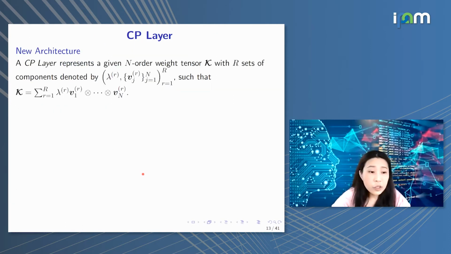So actually, I wanted to start with the proposition of the CP layer. Since everyone is familiar with tensors here, it's like a CP form of the tensor. So basically, we're saying that this CP layer is such a layer that represents a given n-order weight tensor with R sets of components, denoted by this lambda scaling factor and the v_j's, which are the components. Essentially the kernel is going to have this CP form here. So the parameters of the network essentially become lambda and the v_j's rather than the kernel K. So this is the CP layer. You wanted to learn them from scratch, maybe, right?